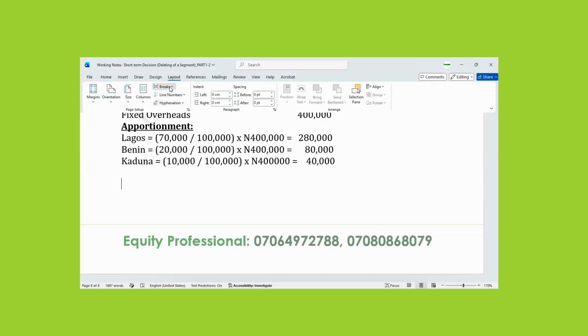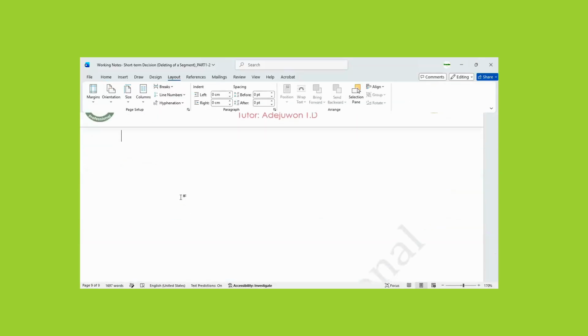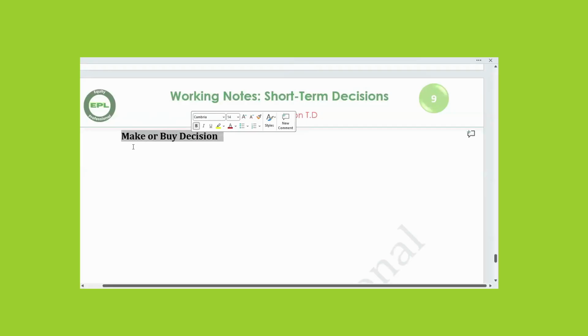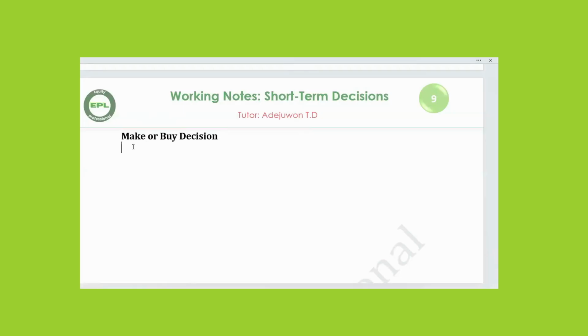So, make or buy decision. When do you use make or buy decision? Don't know what's wrong with you. Wasting my time. Now, what do you understand by make or buy decision? Okay, because of time, let me just go on so that we complete all the explanation.